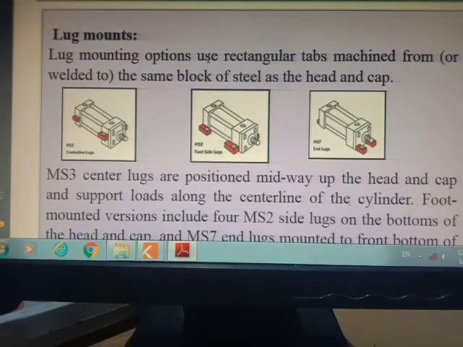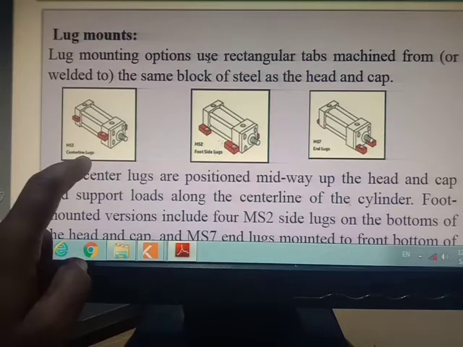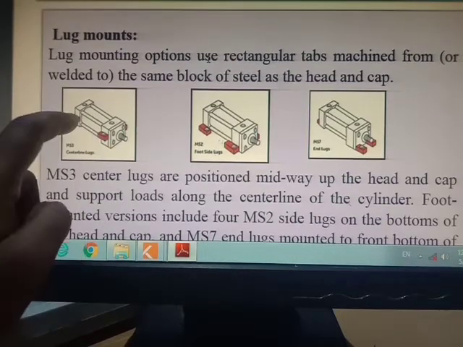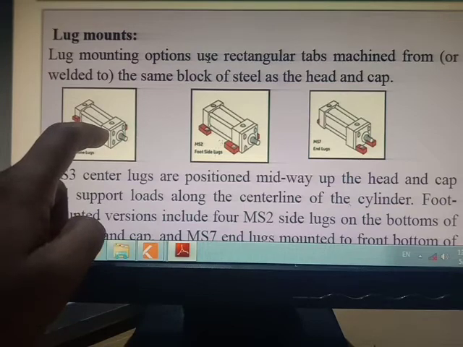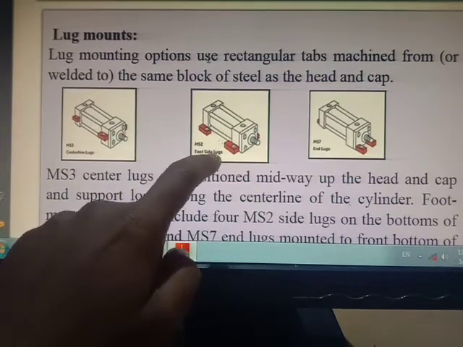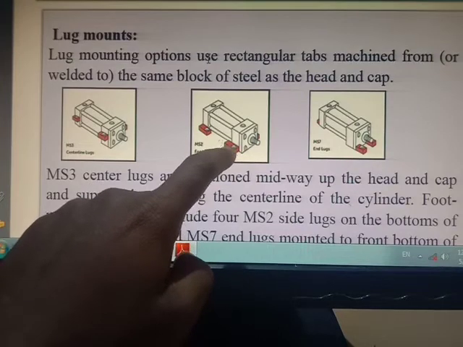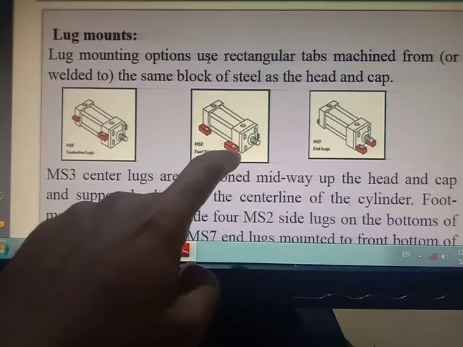Understand? There are three types of lugs provided. The first type is the center line lug. So the lugs are provided at the center from both sides, and from there the cylinder can be mounted. This is known as the foot side lugs. The lugs are mounted at the bottom of the hydraulic cylinder, and as they are welded at the bottom, they are known as the foot side lug.